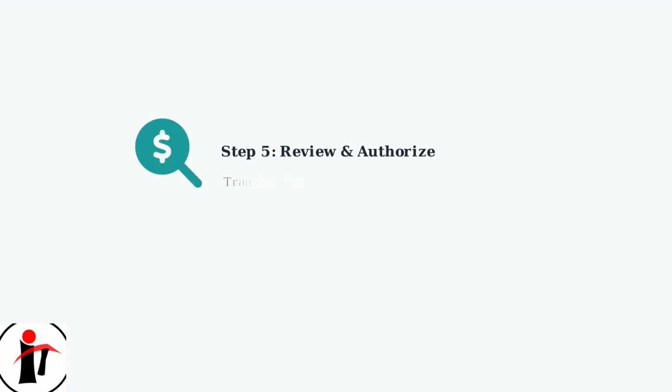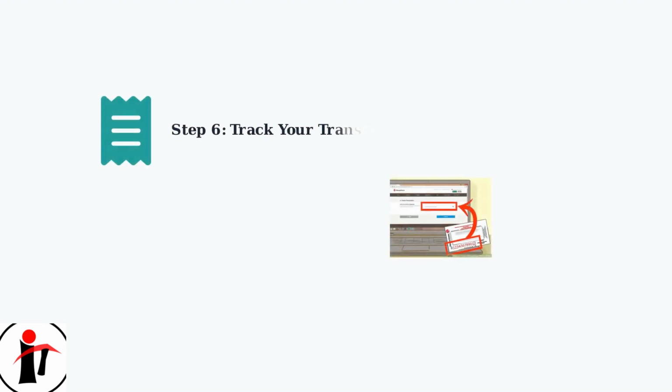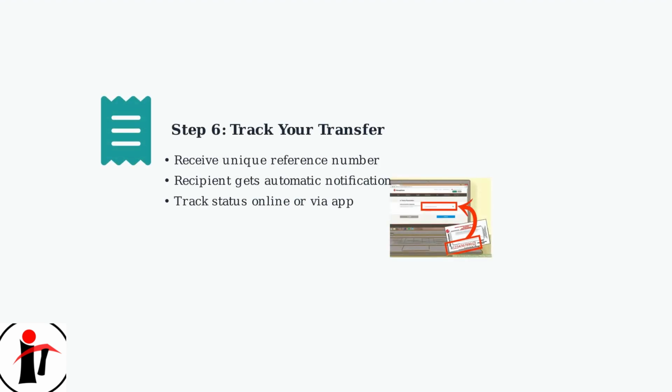Before completing your transfer, carefully review the fees and exchange rates. MoneyGram provides transparent pricing so you know exactly what your recipient will receive. Once you're satisfied, authorize the payment to process your transfer. After payment authorization, you'll receive a unique reference number to track your transfer.